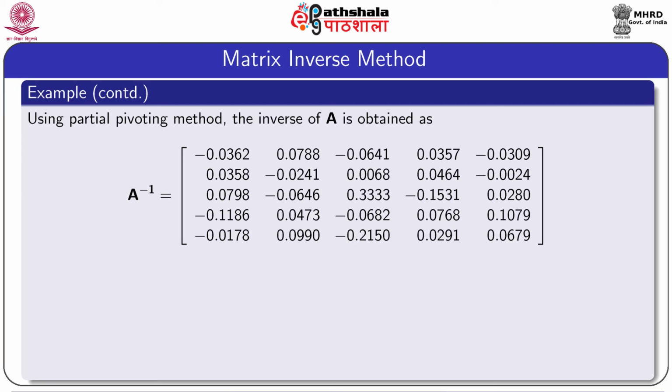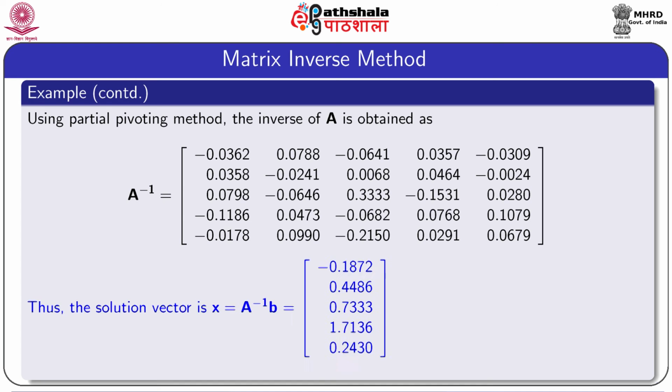To find the value of the vector x, we have to calculate the inverse of the matrix A, and using the partial pivoting method discussed earlier, the inverse of the matrix A is obtained as this one. This is the inverse of the matrix. The size of the matrix is 5 by 5, and the solution vector is x equal to A inverse b as per definition, and this is equal to minus 0.1872, 0.4486, 0.7333, 1.7136, and the last one is 0.2430.